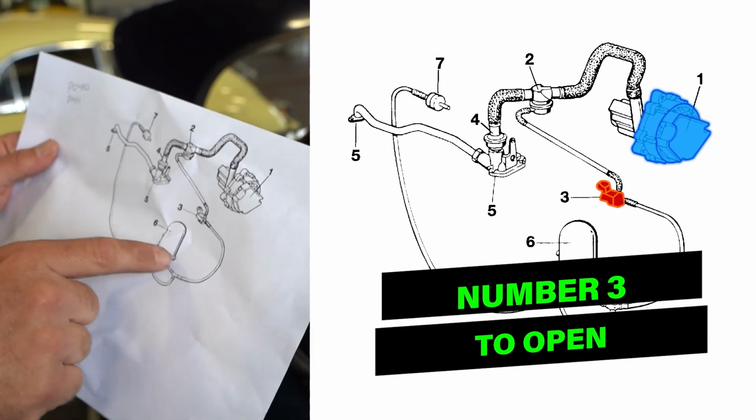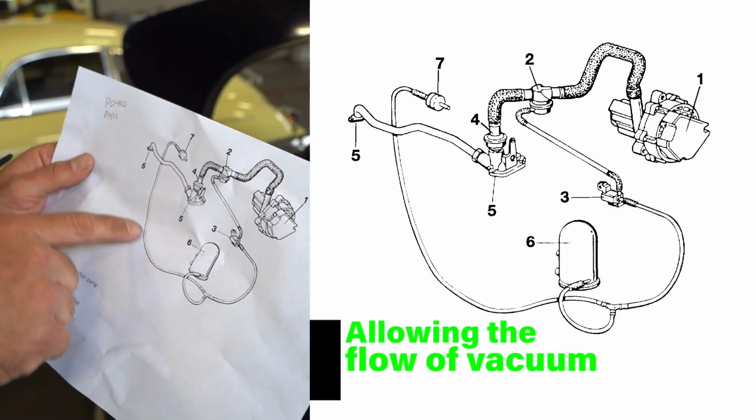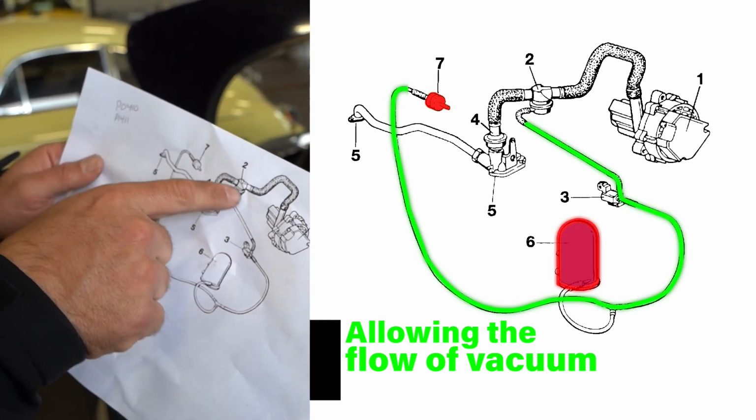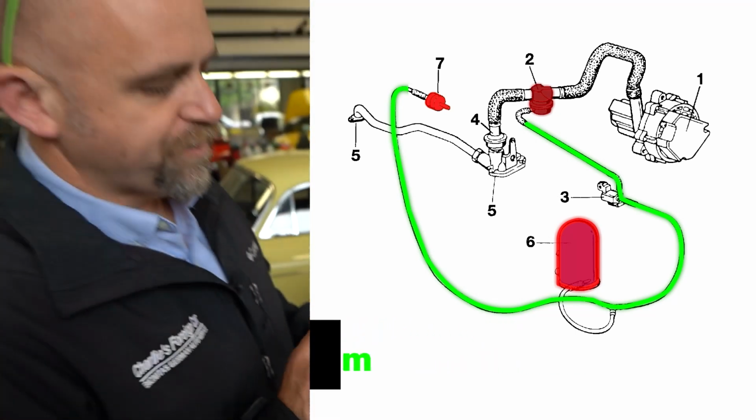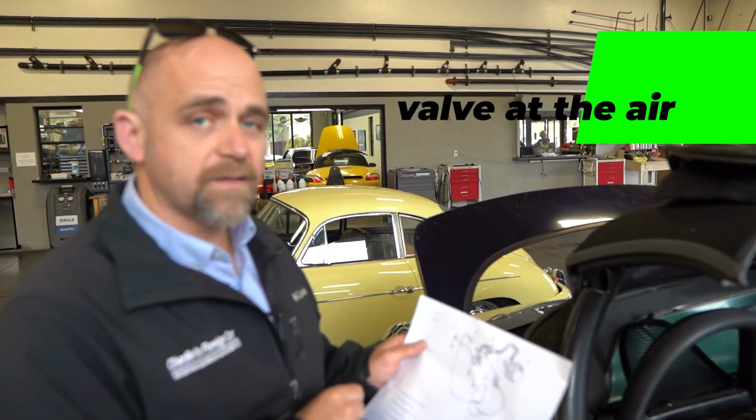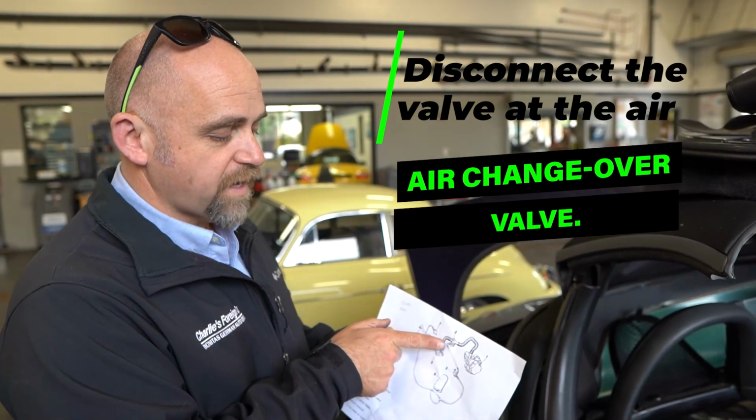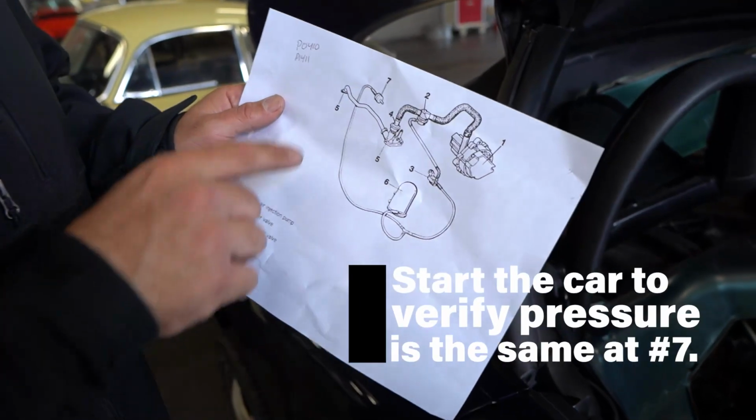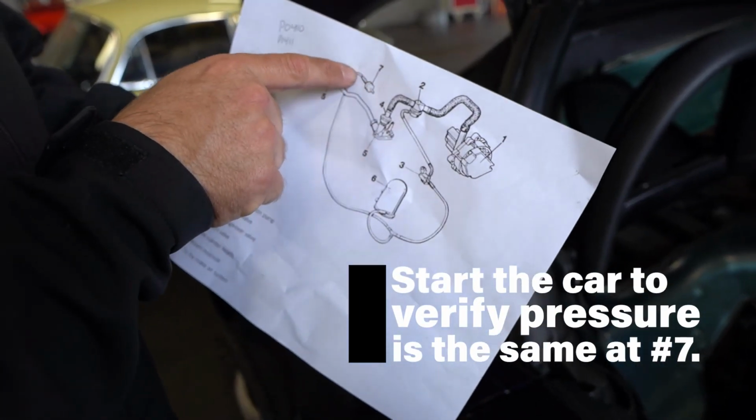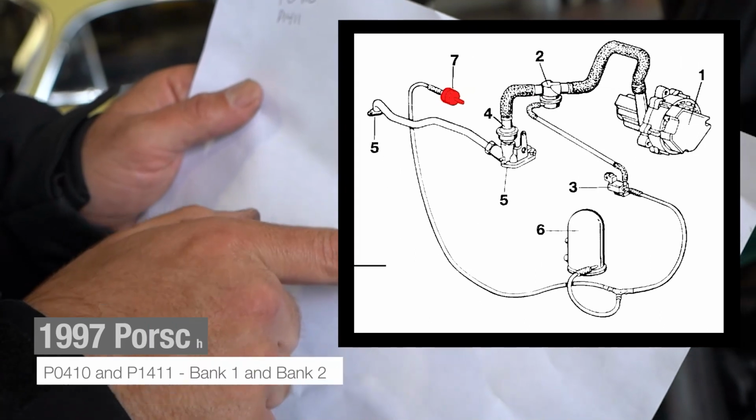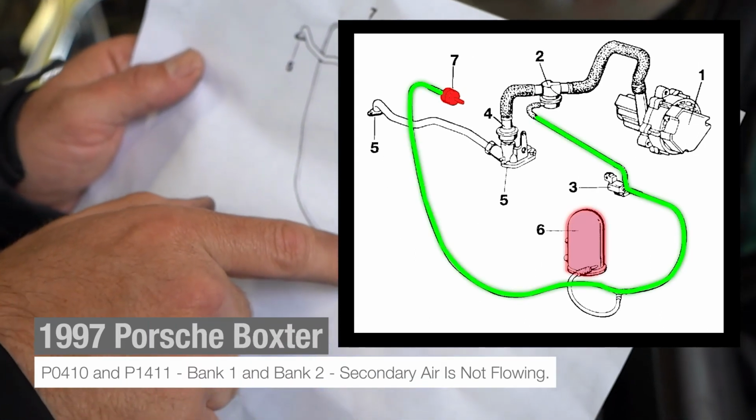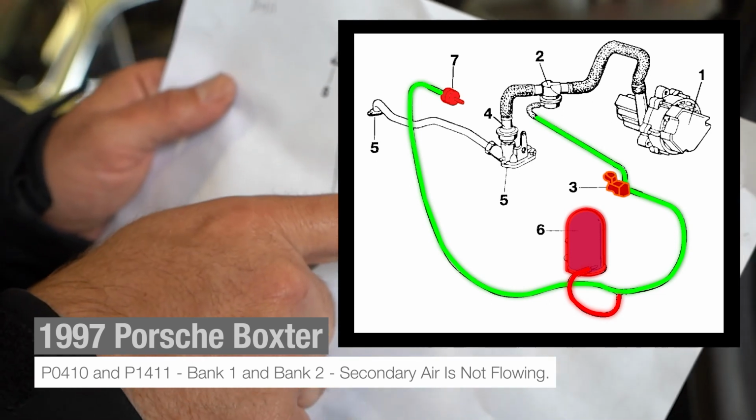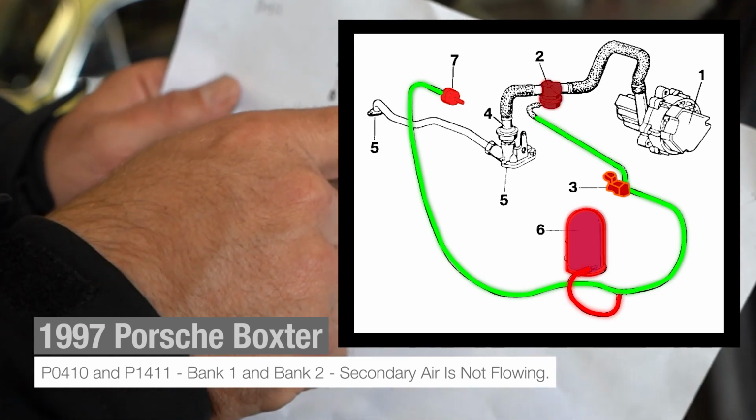And all it's doing is letting the flow of vacuum come from number 7 through this line, through this reservoir, up to this point where it plugs into the air changeover valve. What you want to do is, when you start the car, just have this disconnected, start the car and verify that you have the same vacuum that you do at the source. If you do that, then you've just checked all these connections through this line, through this reservoir, through this Y vacuum T, through the number 3 electric changeover valve, and all the way over to the air changeover valve.